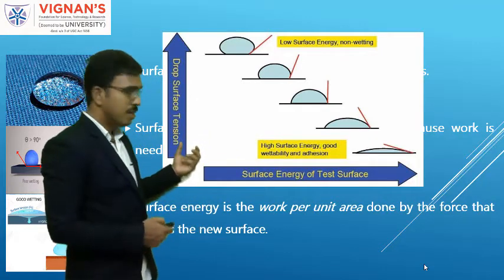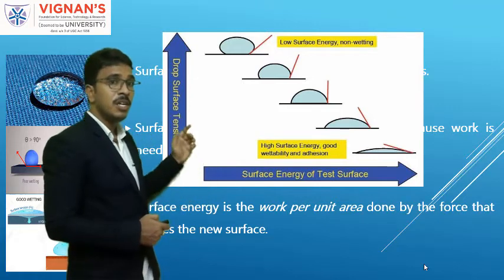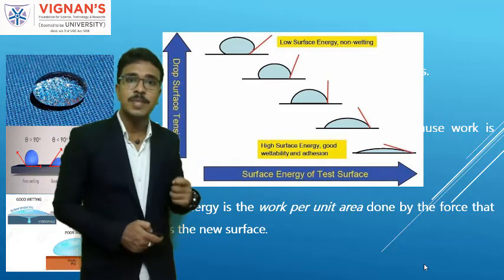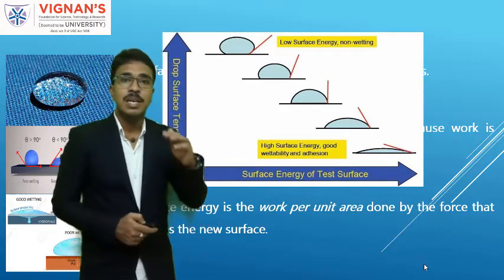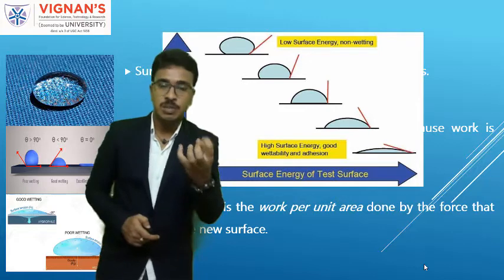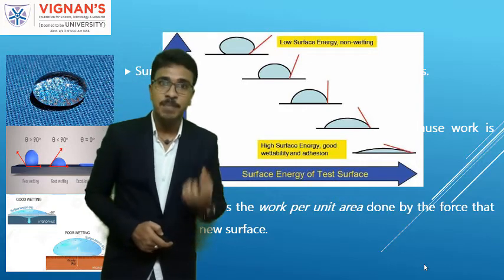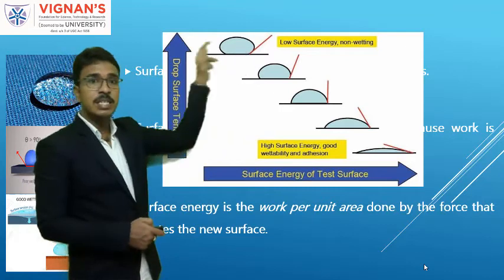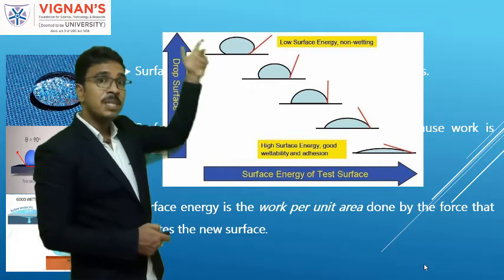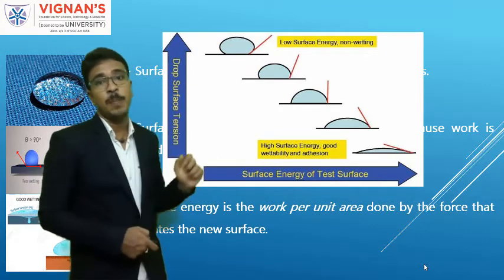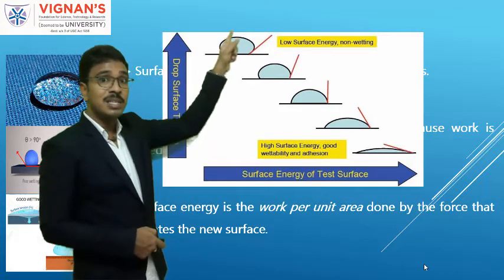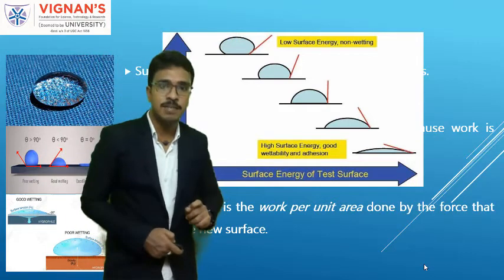Now, in the low energy surfaces you can see that the surface tension of the droplet is high. This is what you have to understand. If a surface is characterized as a non-wetting surface, that means it is not absorbing the water droplet. Here the surface energy is very low, while at the same time the surface tension of the droplet is more. That's why we characterize it as a non-wetting surface.